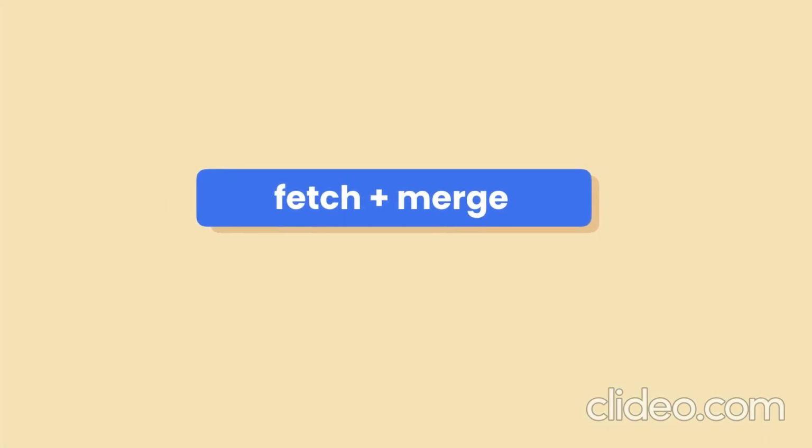So to bring the changes in a remote repository into our local repository, most of the time we have to do a fetch followed by a merge. So we have a command that combines the two. It's the pull command. Let's see how it works.